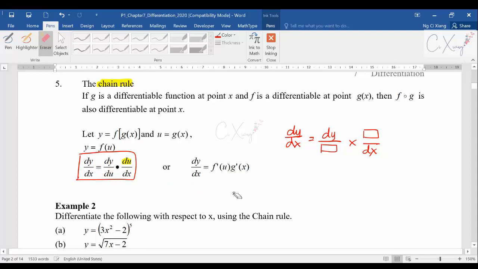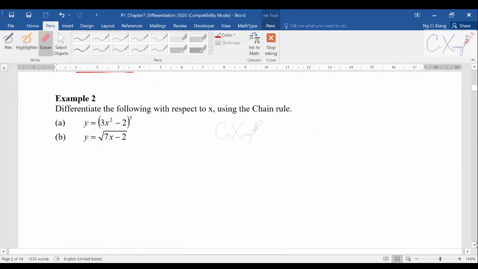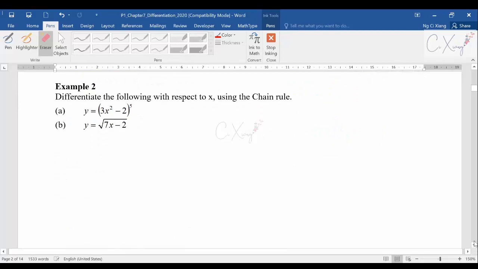Let's see how we apply the chain rule here. As an example, we look at example 2. For the chain rule, usually we apply it when you have a bracket with a power outside and you want to find the differentiation. You see that this is a bracket, so usually I let u equal the expression inside the bracket. So I let u equals 3x squared minus 2.